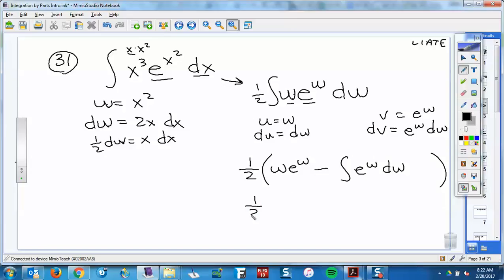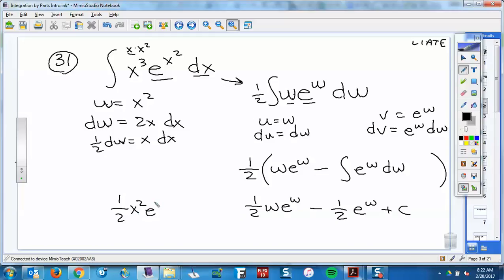So the whole thing is just 1/2, I'm going to distribute it right now, 1/2 w e to the w minus the antiderivative, that's just e to the w, so that'd be 1/2 e to the w plus c, and then we bring our w back in, which was x squared. So it's 1/2 x squared.